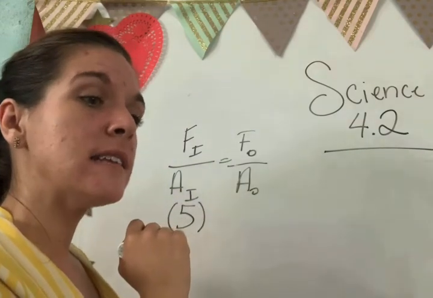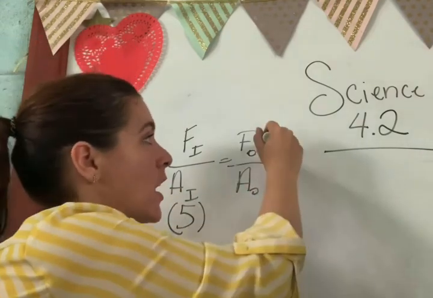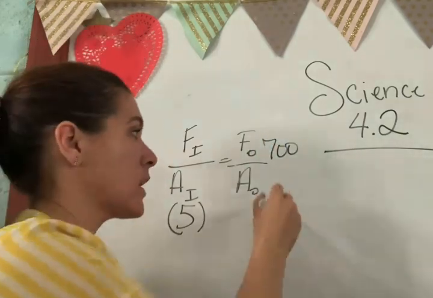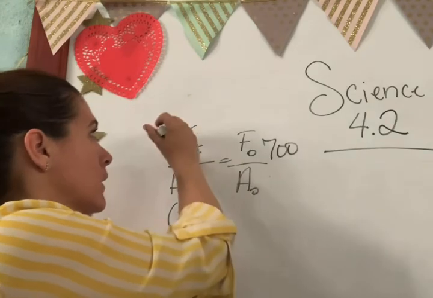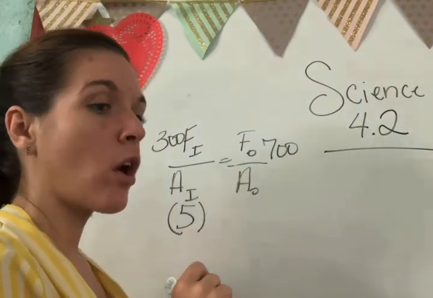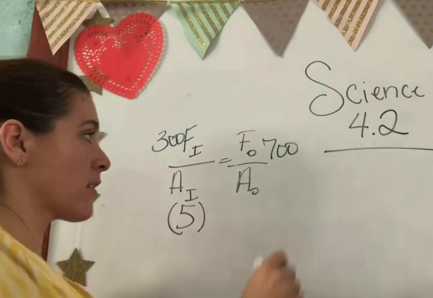The press needs to have an output force of at least 700 when the input force is 300. What is the smallest area that the large piston could be?